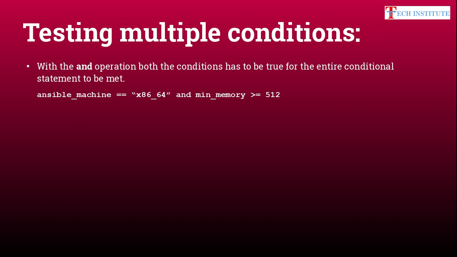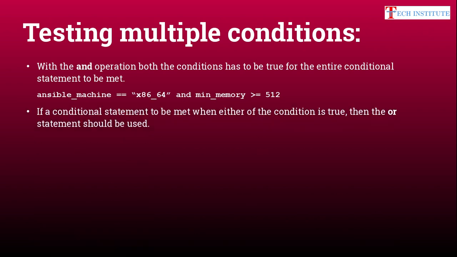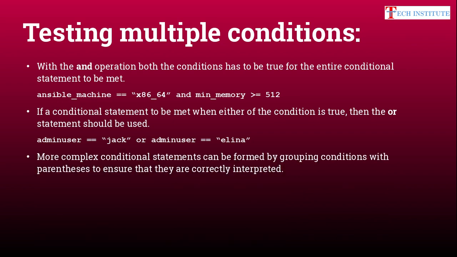Now if you want to meet either of the conditions, you use the OR statement. In an OR statement, if any of the conditions is met, it will execute. Like you can see here, admin user equals Jack or admin user equals Elena. So if it is Jack, it will run, or if it is Elena, it will run. If it is both Jack and Elena, then also it will run, but you need only any one of the conditions to be met. Now using this AND and OR, you can even create complex conditions. The only thing you need to remember is that you need to separate those conditions using parentheses, to ensure that they are correctly interpreted.